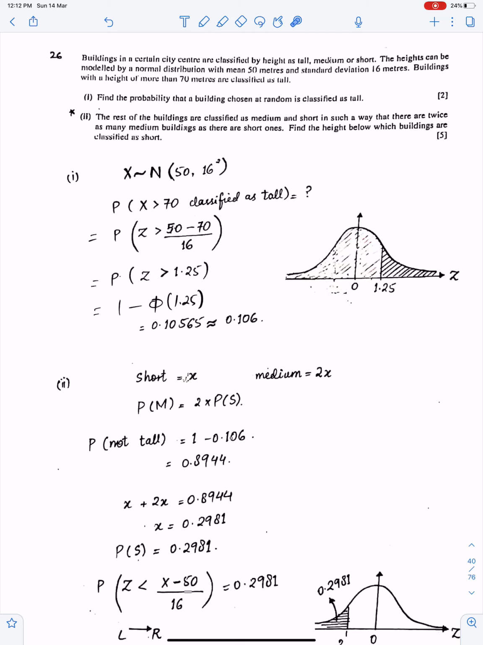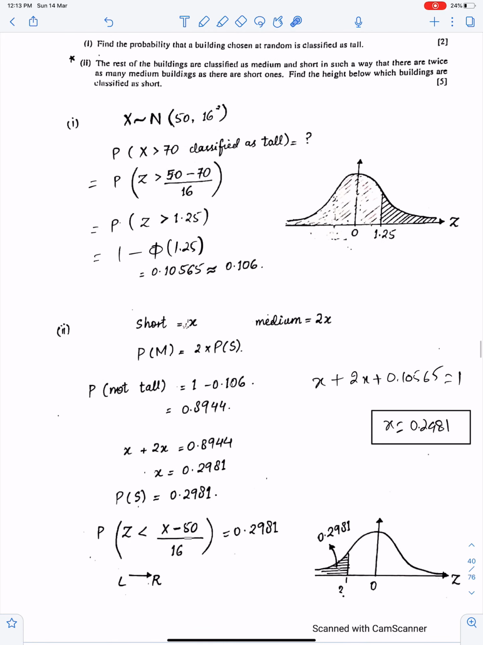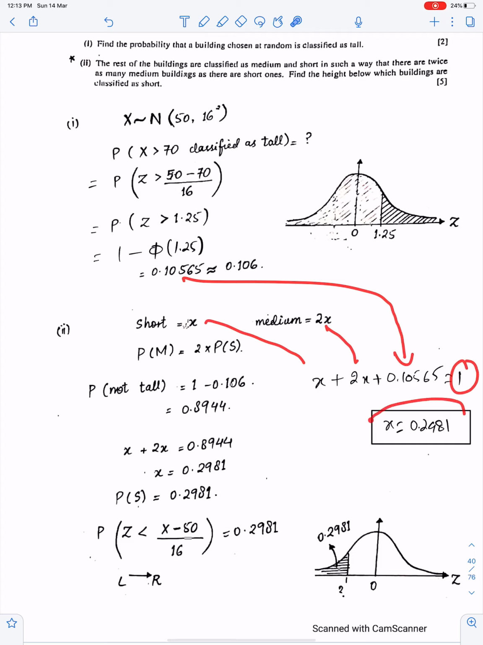So if you add all the probabilities, you can easily get the value of x. Short means x. Let me write this here: x plus 2x plus tall buildings. The probability of tall is 0.10565. This is 1. Get x. So this is the probability of short buildings. You can skip this calculation, just do this. Short x, medium 2x, tall this, total is always 1, and x is this.